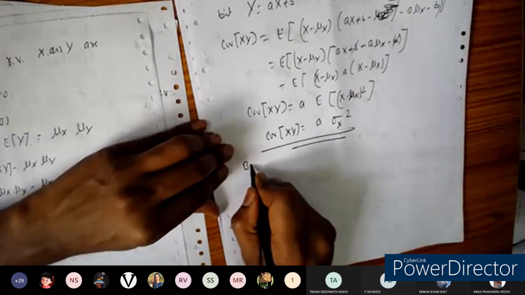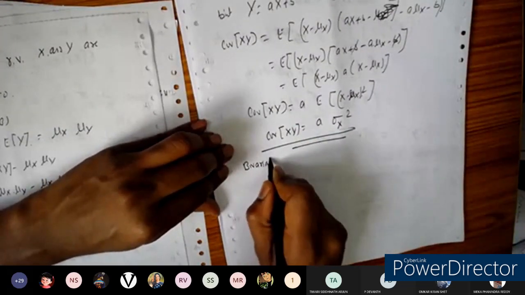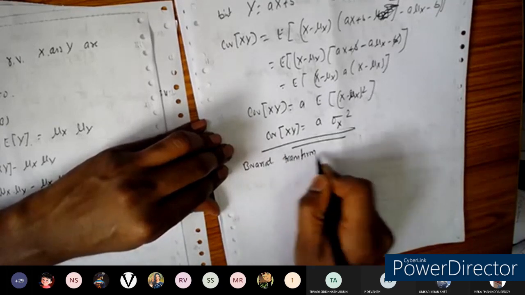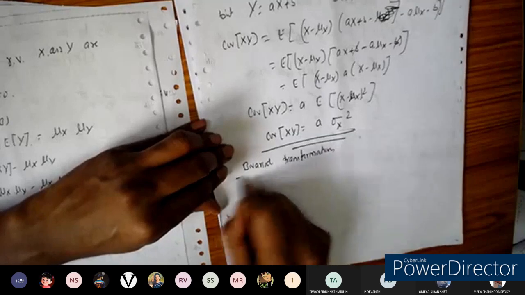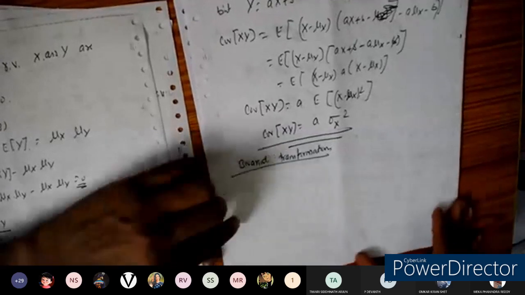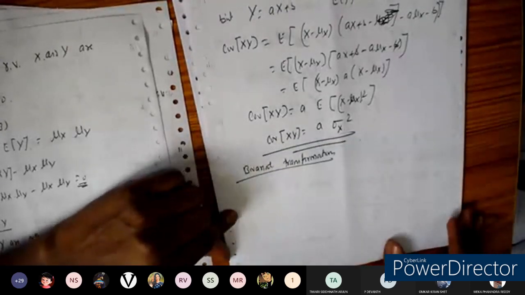Let us see the bivariate transformations. This is one concept: we are going to transform one random variable into another random variable. That is called a bivariate transformation.